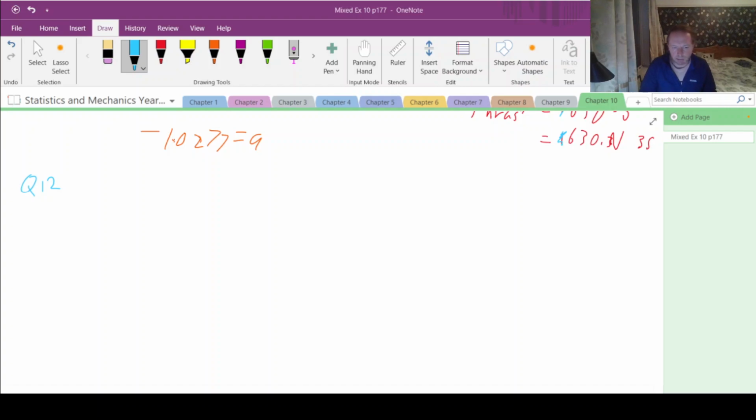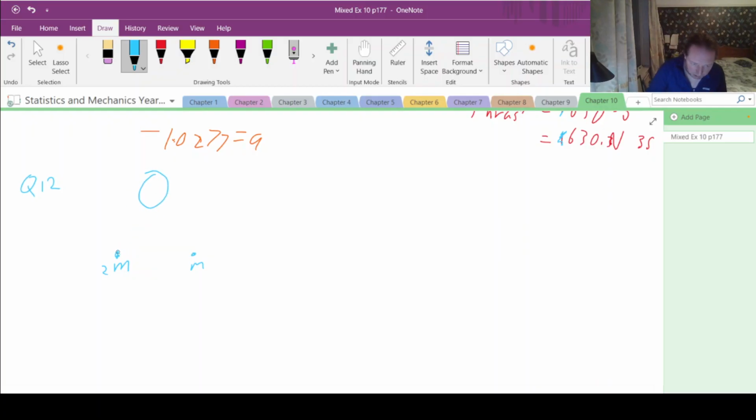Here we are, Stats and Mechanics, Year 1, Chapter 10, Question 12. A particle P and Q of mass 2m and m respectively are attached to the ends of a light, inextensible string which passes over a pulley. So we have a 2m here and an m here, and they are going over a pulley.